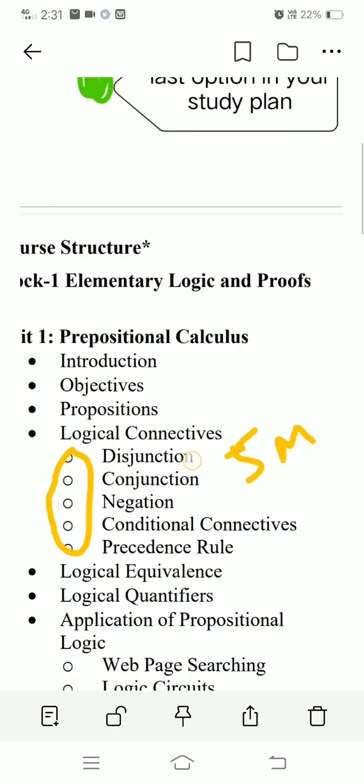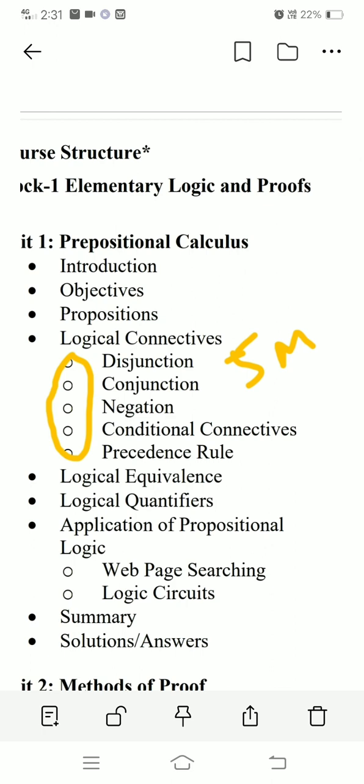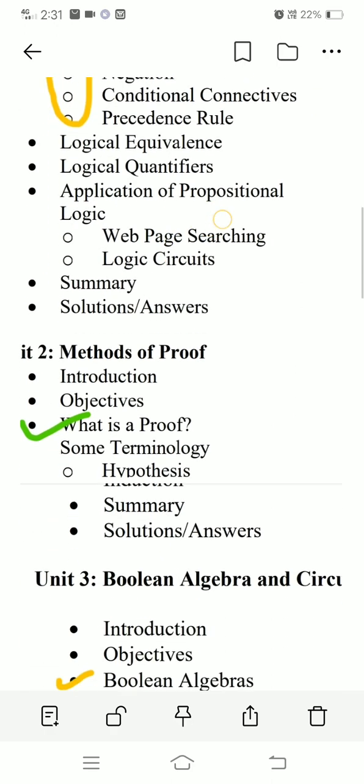So first thing, disjunction, conjunction, negation, conditional, precedence rule. These will come for the 5-mark questions. The disjunction is similar to the multiplication concept, and conjunction is the addition concept. Negation is the opposite concept. If it is true, we can make it false. If it is false, we can make it true. So that is the negation concept. So this will come for the 5-mark questions.